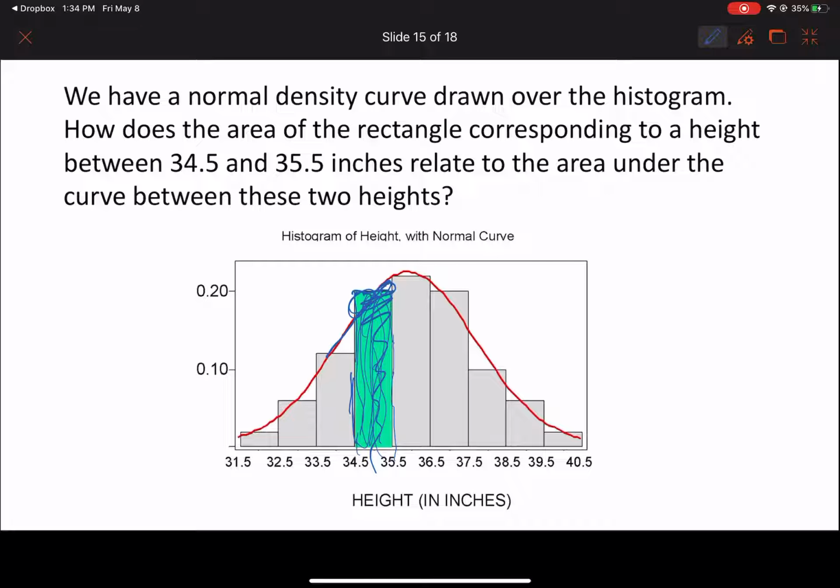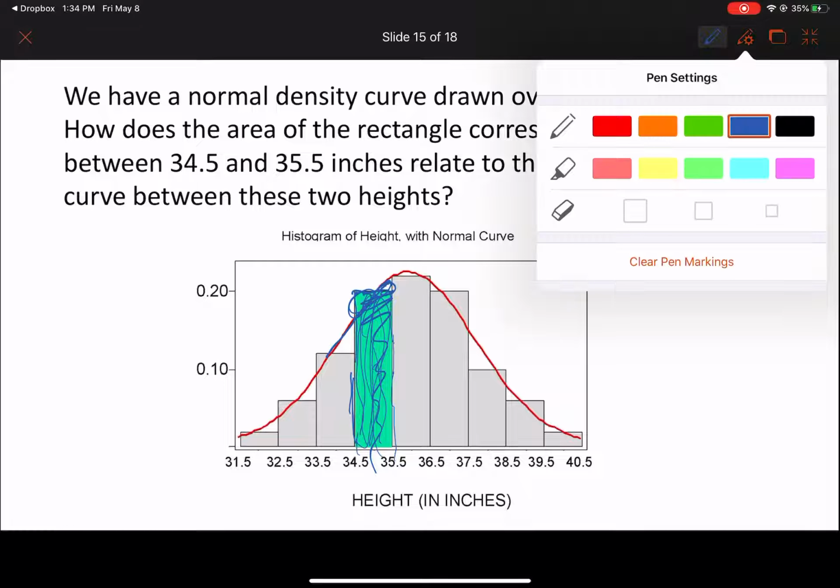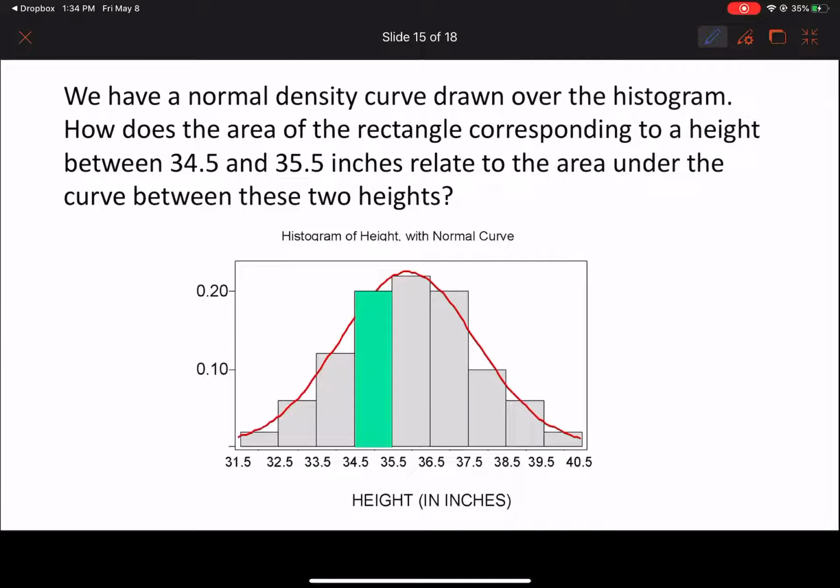The area under that curve is also the probability of a randomly selected child being that height. So that area under that curve, once again, is the same as the probability of a randomly selected child being that height. That's what that relationship is.